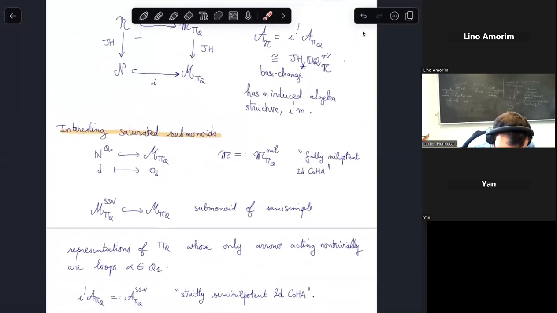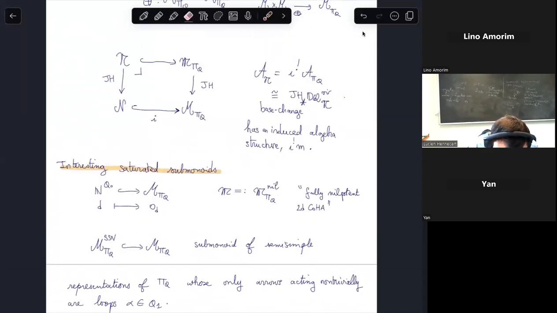For example, if you take the monoid of dimension vectors, then you have an embedding inside the monoid of semi-simple representations of pi q by associating to some dimension vector the zero representation of this dimension. And so what you get, the stack N defined like this by pullback, is a stack of nilpotent representations. Because if you take some object here corresponding to a representation of pi q, and when you take the semi-simplification you get the zero representation, it means that your representation is nilpotent. This construction yields what we call the fully nilpotent two-dimensional cohomological Hall algebra of pi q.